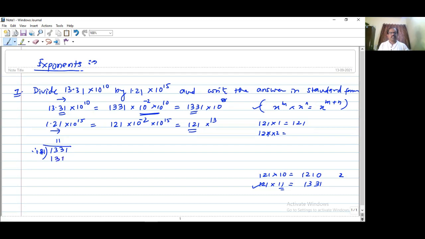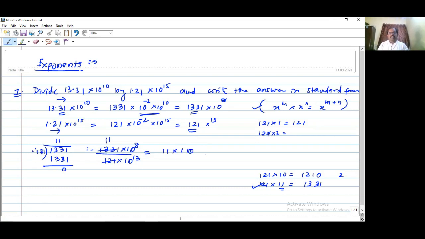So with 1331, the remainder is 0, which means we can say 1331 into 10 to the power 8 divided by 121 into 10 to the power 13 will be equal to... dividing 1331 by 121 gives 11. So we have 11 into 10 to the power.